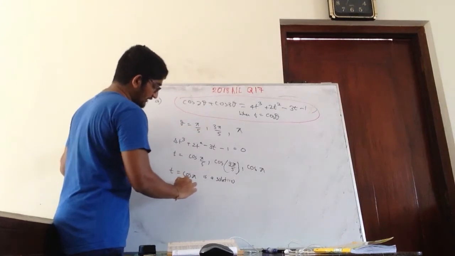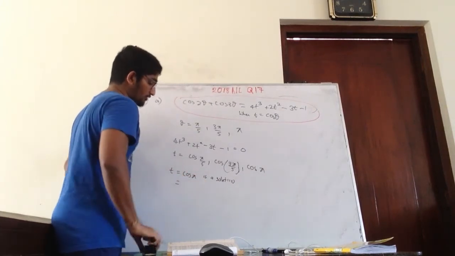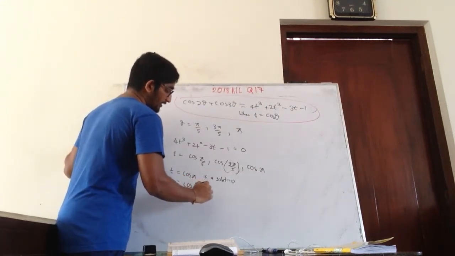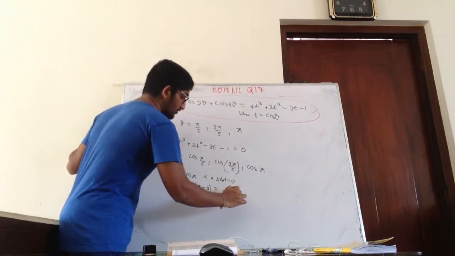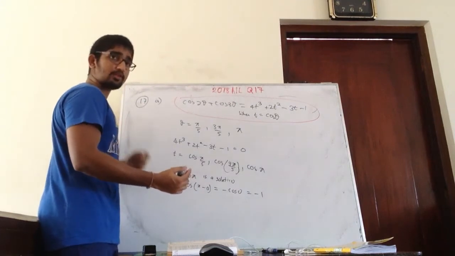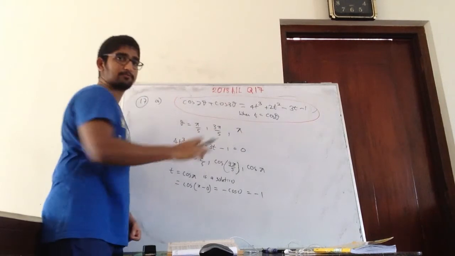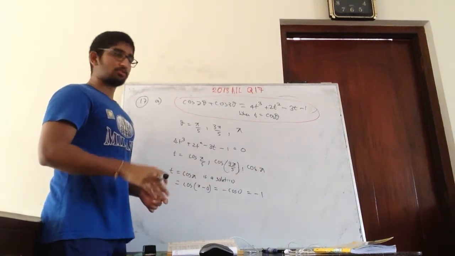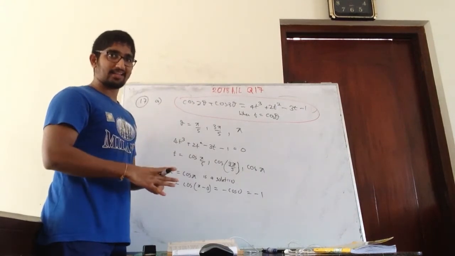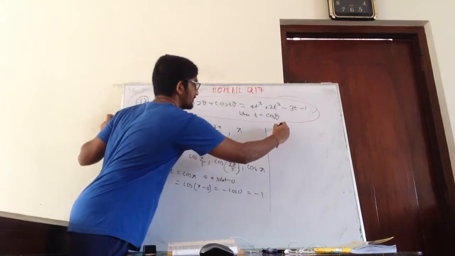So what is this? T equals cos phi. So now cos phi is what? So cos phi can be written as cos phi minus 0 something. So that is minus cos 0. That is minus cos 0, which is minus 1. So t equals minus 1 is a solution for this. Right? So now you can use your synthetic division or any other division and get the rest of the part. So I'll be using the synthetic division.